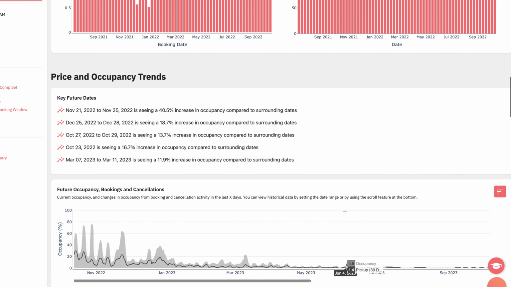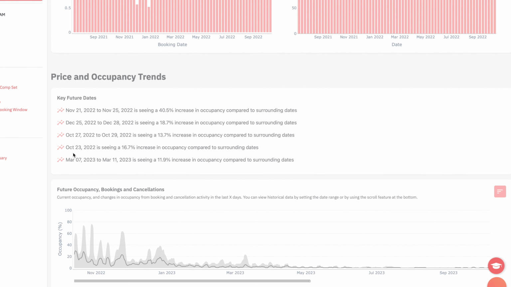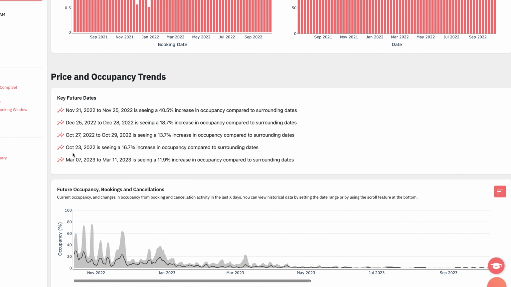So pricing trends-wise, that's Thanksgiving, that makes sense. December, that's Christmas, all that also makes sense. Halloween weekend, I think there's also some football game in the area. October 23rd. Okay, interesting. I don't know what to think of that. And then March of next year, that's spring break.